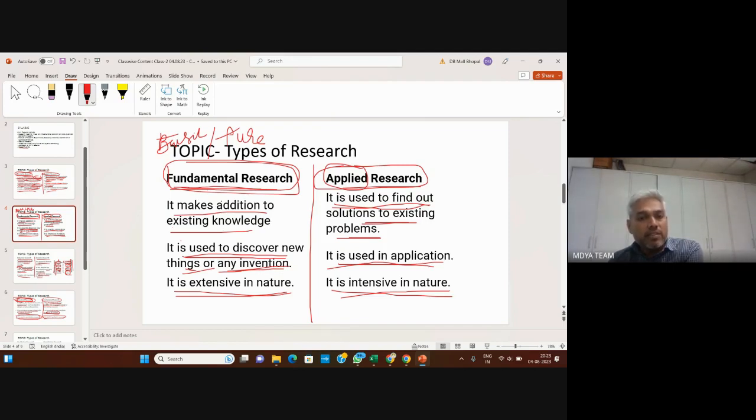Here in fundamental research, you have to learn these words. What it does basically is make an addition to existing knowledge, and it is used to discover new things or any invention, and it is extensive in nature, and basic and pure are other names of fundamental research. And in comparison to fundamental, there is applied research. It is used to find a solution to existing problems. It is used in application, and it is intensive in nature.